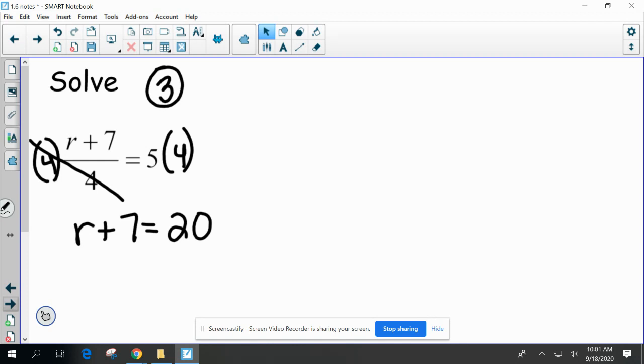Wouldn't that be doing PEMDAS, not opposite? Yes, so this one's different because I have the fraction over the whole entire side. That's why this one is kind of weird. So then now I do addition or subtraction. So I'm going to subtract 7. So r equals 13.